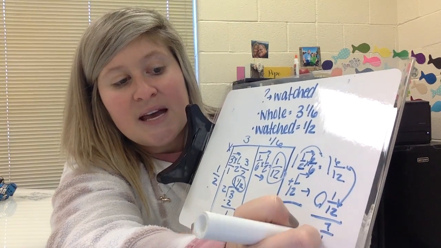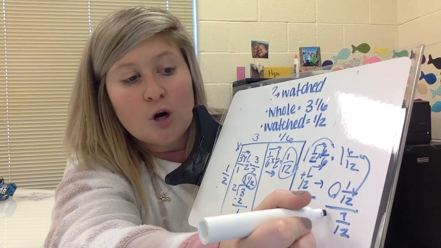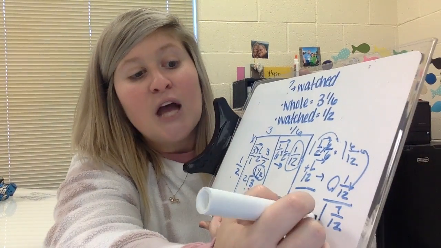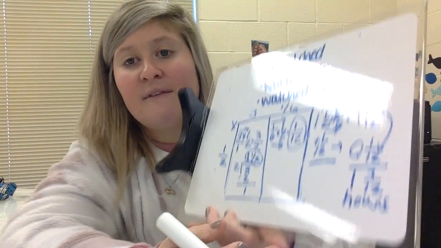6/12 plus 1/12 is 7/12. 1 plus 0 is 1. So my answer there would be 1 and 7/12 hours. And you'll need to write that in because you do not have any answer choices.